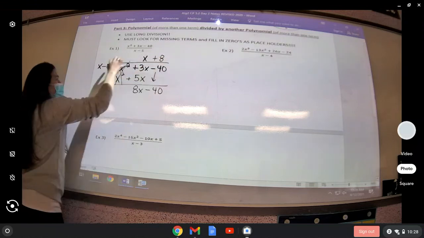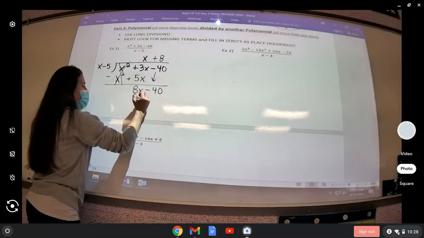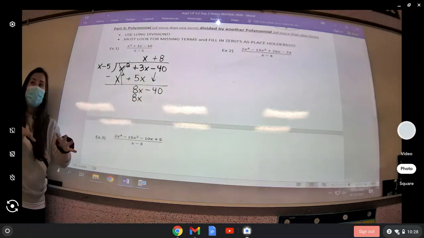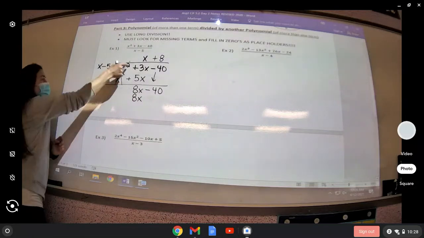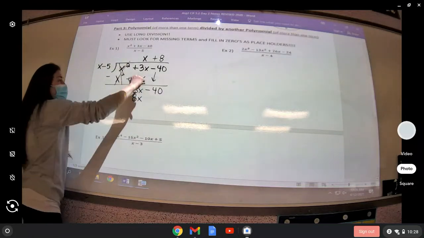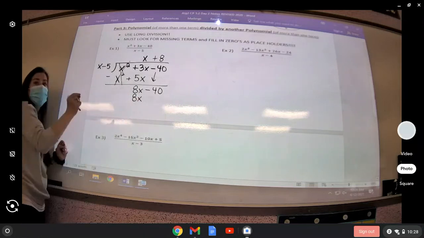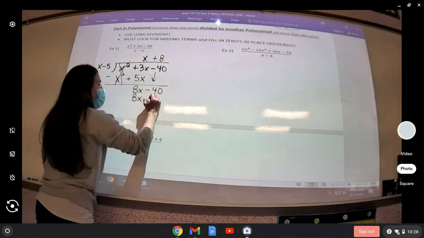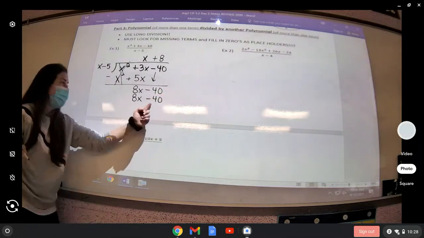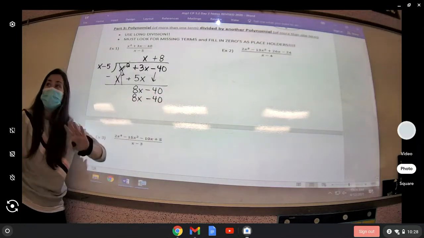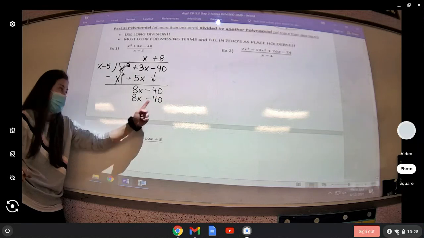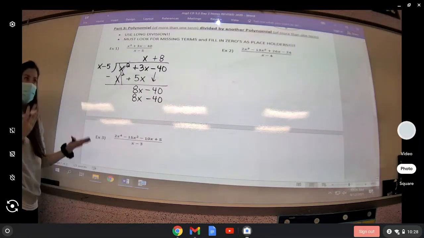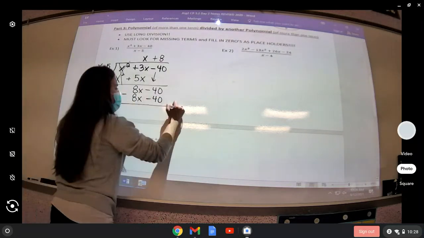Now we multiply. 8 times x is 8x. If they did not match, we didn't do this right. You always want the front ones to match. The other ones don't have to match, but the first ones do. All right, and then 8 times negative 5 is negative 40. Again, it's great that these ones match, but they didn't have to. Only the 8s had to match. These ones did not.